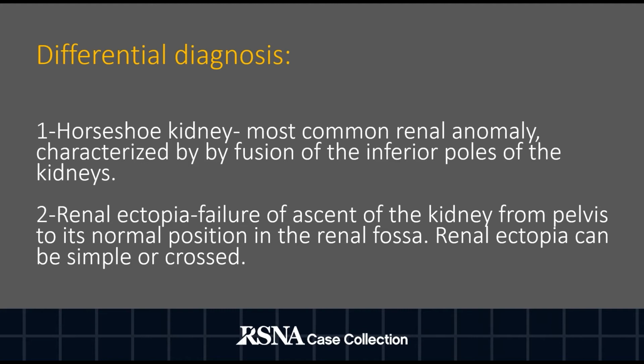Renal ectopia occurs as a result of failure of normal ascent of the kidney from pelvis to its normal location in the renal fossa. Renal ectopia can be simple, where the kidney is located ectopically but is on the same side. When the kidney crosses to the opposite side, it is called crossed renal ectopia. In such cases, both kidneys are located on the same side of the abdomen. In the index case, right kidney was not identified anywhere in the abdomen or pelvis, excluding the diagnosis of renal ectopia.